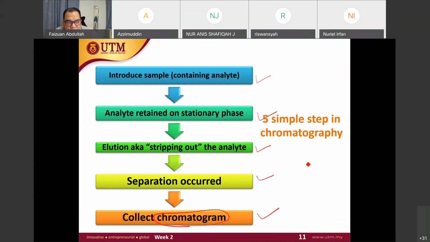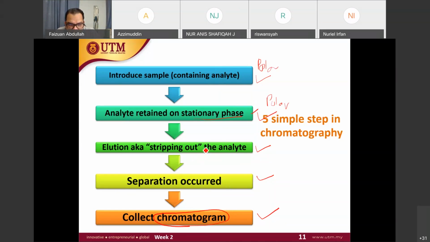And then the analyte will be retained on the stationary phase. Let's say the sample we want to analyze is a polar compound. So what kind of stationary phase do we need to use? We want to analyze a polar compound, so a polar stationary phase. Okay, good.